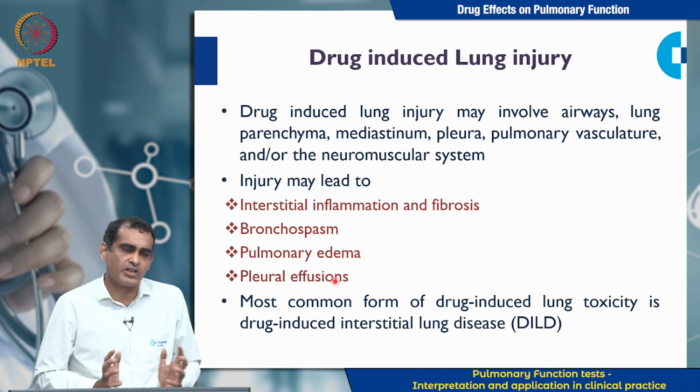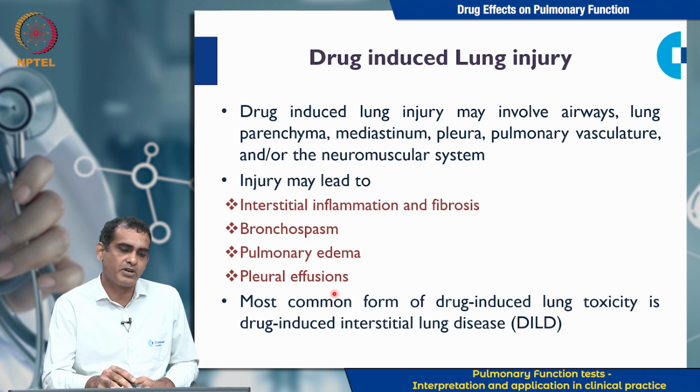We have been using a lot of drugs. We have hundreds of drugs in our practice, and many of these drugs can affect the lungs, the bronchus, the bronchioles, smooth muscles, interstitium, parenchyma. All these can be affected by the medications that we are using to treat other conditions. Now this drug-induced lung injury can have interstitial inflammation and fibrosis. The injury may be related to bronchospasm, bronchial smooth muscle constriction, pulmonary edema, pleural effusion. Many of these things can happen when we are using medications in treating other conditions.